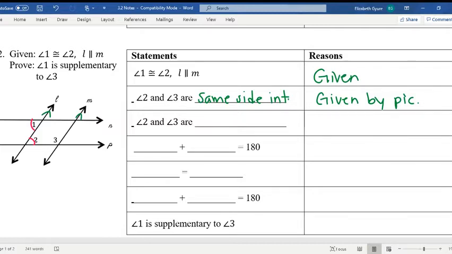Now look up at your theorems up above. They're listed, the little bullet points. So remember, that would make angles 2 and 3 what? What does your theorem say? It's the word we wrote in. Supplementary. Good. Thank you, Tyler. Yes, 2 and 3 are supplementary.